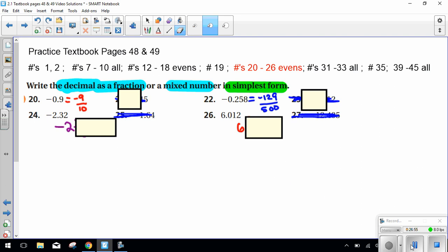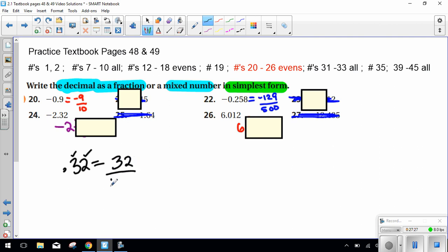So let's take a look at 24. What I'm going to do is take the decimal part. I'm going to take the 0.32 part, and I'm going to convert that as a fraction. So for my solution, instead of writing negative 2.32, I'm going to write negative 2 and some fraction in place of 0.32. So the 3 is in the tenths place. The 2 is in the hundredths place. So 32 hundredths, 32 over 100.